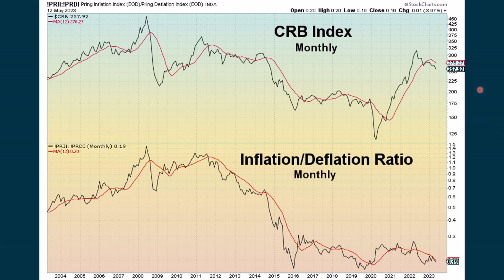Some other areas that we look at are inflation gauges. On the top is a monthly chart of the CRB, which has been under a lot of pressure lately. At the bottom, we have a ratio between inflationary and deflationary commodities. When this is going down, that means we're more deflationary. When it's going up, we're more inflationary. So right now, we're below a declining moving average. So this would suggest that inflation is tapering off.